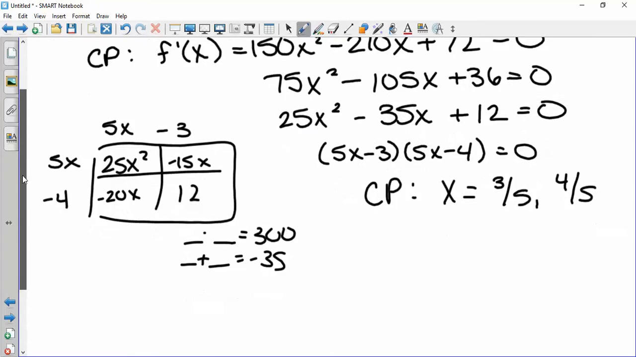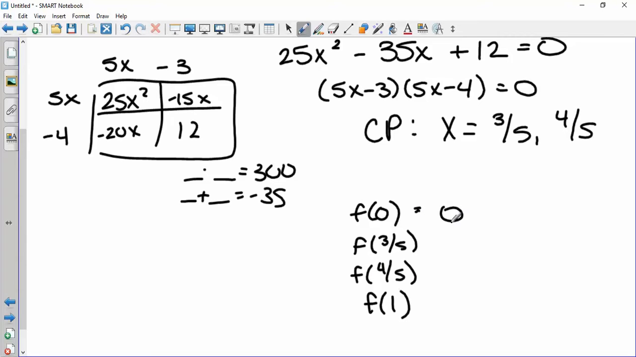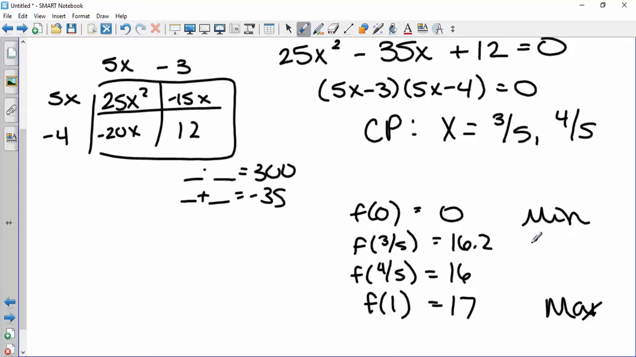So we had an interval from 0 to 1. So what we have to do is take 0 and 1 as well as our critical points, as long as they fall in between those, which these do. We're plugging all of these back into the original function. So if you put in 0, you get 0. If you put in 3/5, can I just tell you, equals 16.2. 4/5 gives you 16, and 1 gives you 17. So which one's your max? And which one's your min? And that's all you have to do.